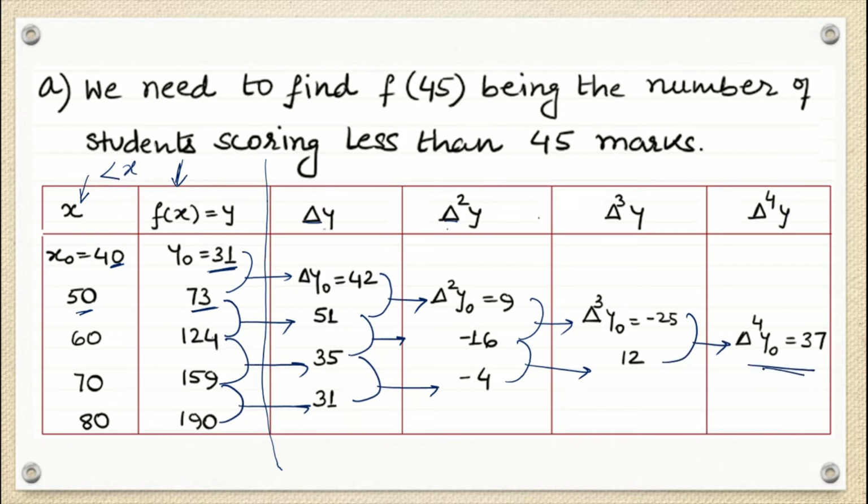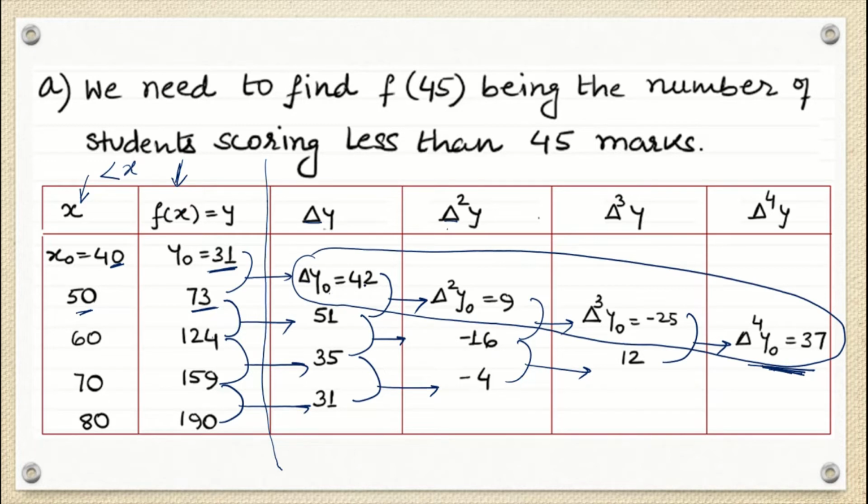Okay, single entry is there, so we are stopping here only, and then we make this forward difference table because we want to know the leading forward differences. Delta y naught is 42, delta 2 y naught is 9, delta 3 y naught is minus 25, and delta 4 y naught is 37.